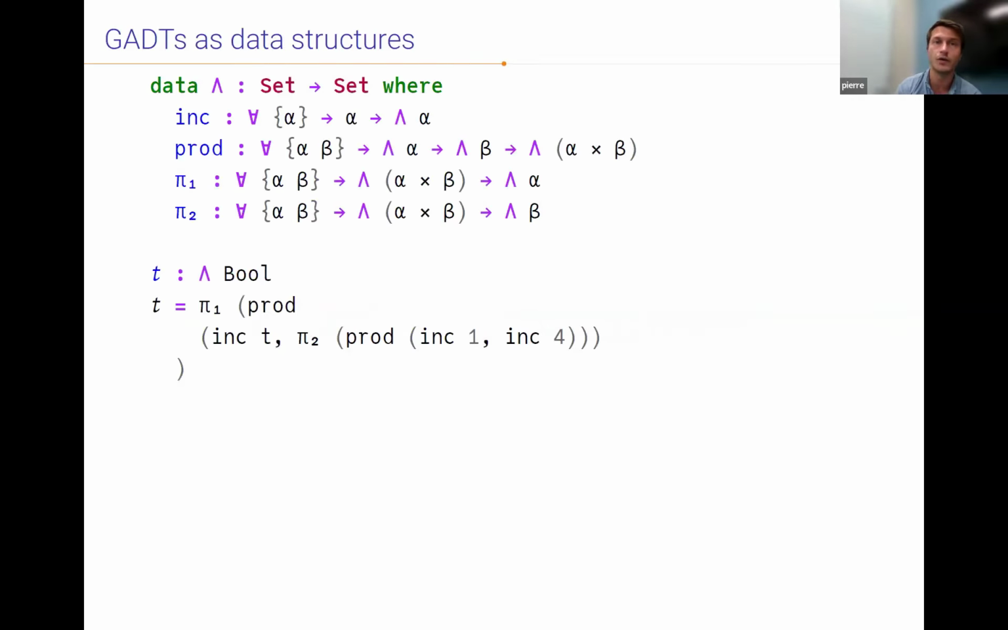So here's my example. I call it lambda because it's supposed to encode some kind of shallow embedding of a small language. And so you see that we have four constructors. The first one is very similar to the one that we have seen before. It constructs from alpha something in lambda alpha. But the second one is already more tricky. It constructs out of lambda alpha and lambda beta something in lambda of alpha cross beta. And so that's one of the distinctive features of GADTs, which is that the constructor might construct elements in a specific instance, not a generic instance.